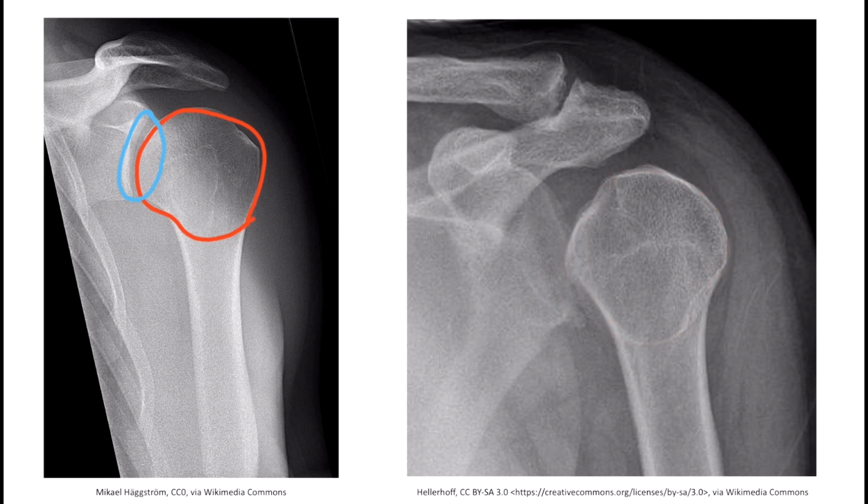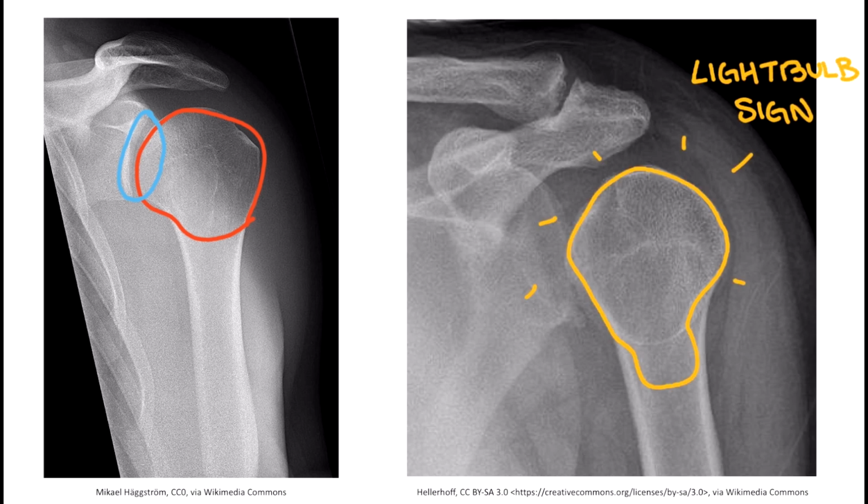X-rays of posterior shoulder dislocations often depict the so-called light bulb sign, wherein the head and neck of the humerus appear to look like a light bulb. Lastly, note that with posterior shoulder dislocations, the head of the humerus remains lateral to the glenoid fossa. This is in direct contrast to an X-ray appearance of an anterior shoulder dislocation, wherein the head of the humerus shifts medially and inferiorly to the glenoid cavity of the scapula. Knowing these key distinctions will help you confidently distinguish an anterior and posterior shoulder dislocation based on imaging alone.